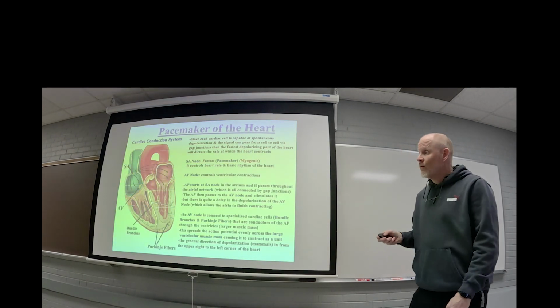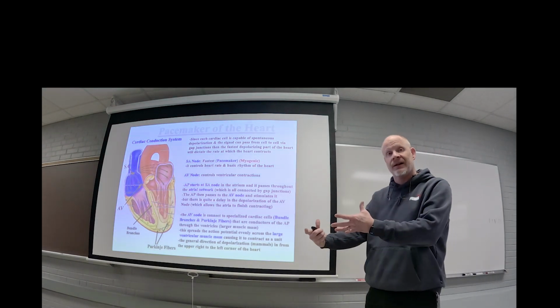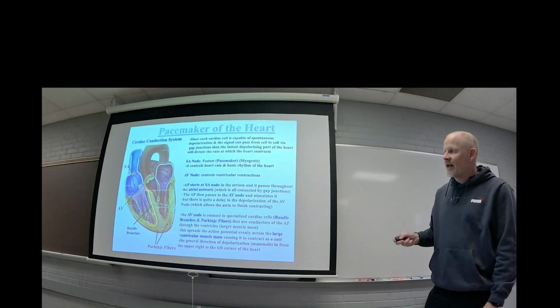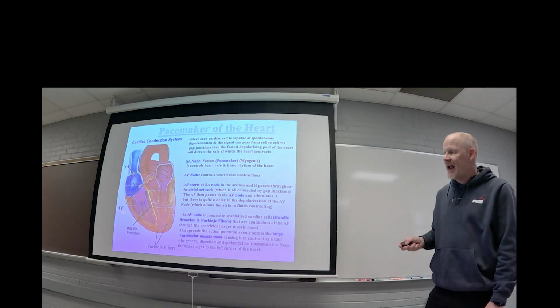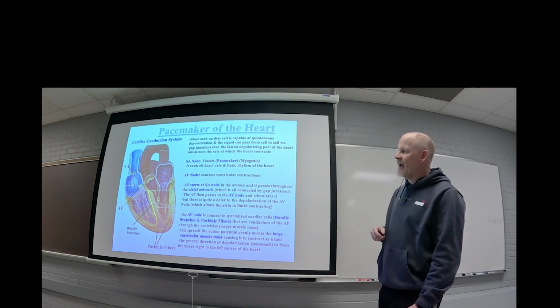So action potentials that spread across the atrial network will not just automatically spread into the ventricles. So that's why we have to stimulate another node of cells, which are called the atrioventricular node, which is found in kind of the connective tissue between the atria and ventricles.